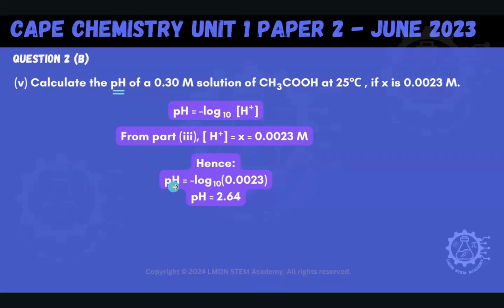And so hence our pH will then be equal to the negative log to the base 10 of 0.0023, and that will yield us a pH of 2.64. Okay? And so with that, we've come to the end of this question.